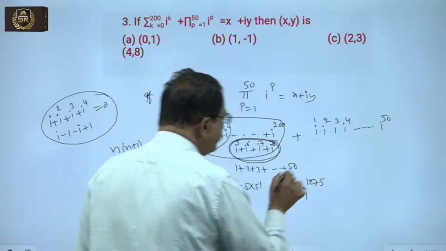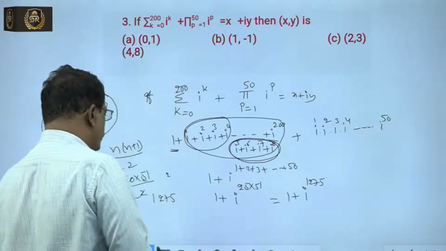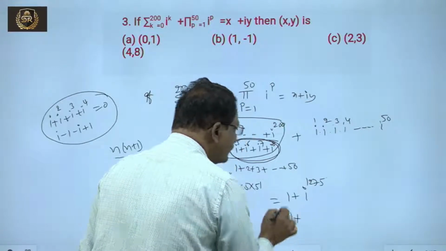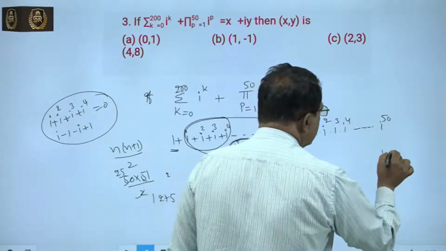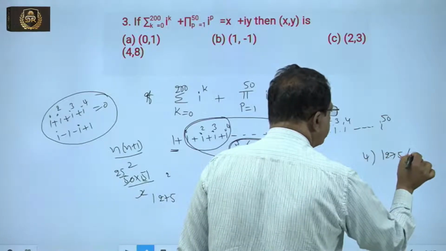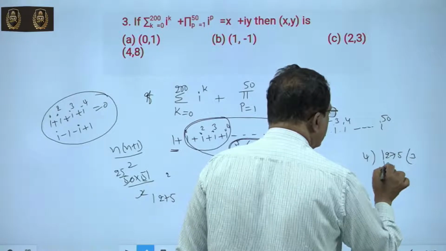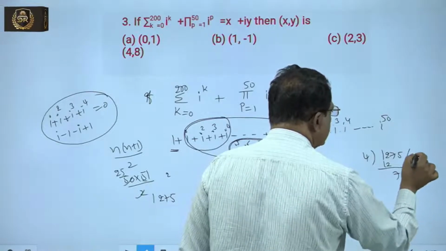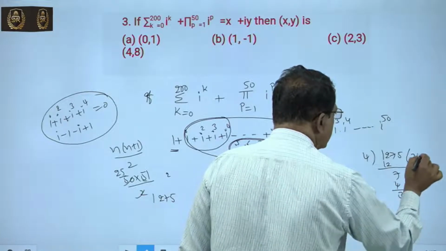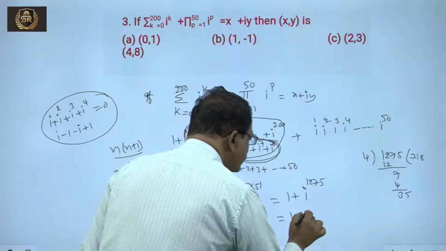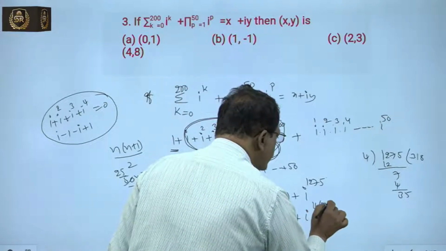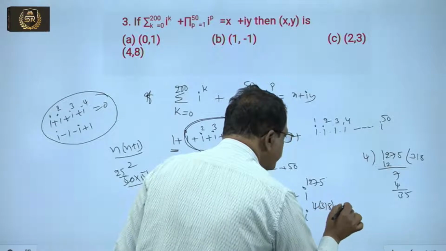1 plus 2 plus 3 plus up to 50 equals 1275. That equals 1 plus 1275 divided by 4, we get 318 (4 times 318 is 1272, remainder 3). Now it is equal to i to the power of 4 into 318 into i cube.